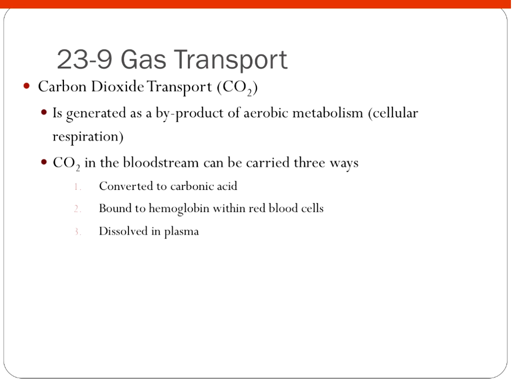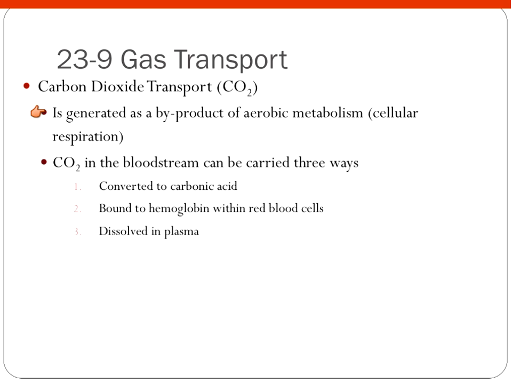So, carbon dioxide transport. We talked about how oxygen got dropped off and the biochemistry behind that. Let's talk about how carbon dioxide gets transported back into the red blood cell and into the lungs and then exhaled out. Carbon dioxide, this you already know, is a byproduct of cellular respiration. It's a byproduct of aerobic metabolism.